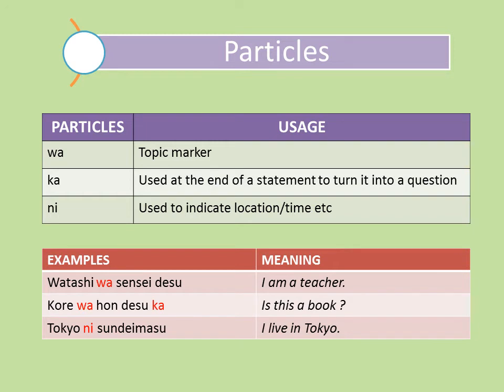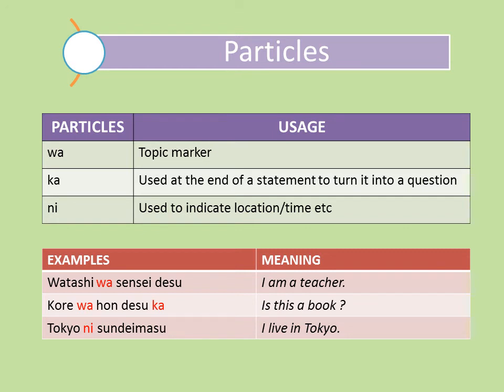We have a few examples here that will help us out. I have listed 3 particles, wa, ka and ni. The wa is used as a topic marker. Basically, it will follow a noun or the subject. And we have ka. Ka is used as a question marker. Like, you can turn any statement into a question by just adding the word ka at the end. And ni is used to indicate location, time, etc. We have examples depicting them.